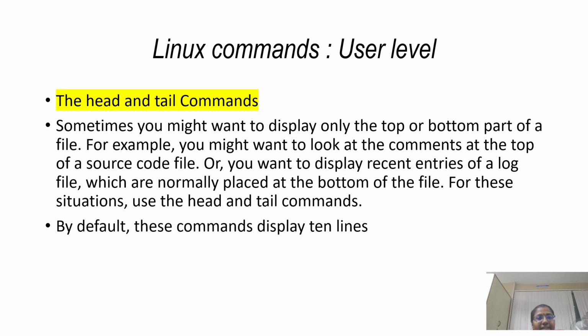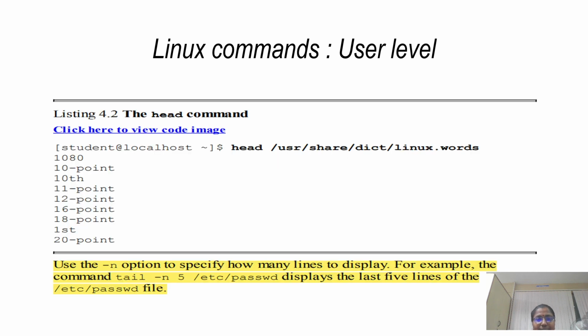Head and tail commands. Sometimes you want to display only the top portion of your file or the bottom portion of your file, so then you can go for the head or the tail command. By default, if you are not mentioning any number along with the command, head display.sh means the first 10 lines of display.sh will be displayed. Tail display.sh means the last 10 lines of display.sh will be displayed.